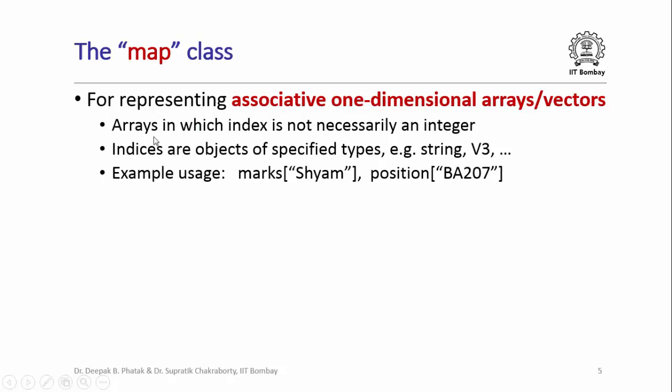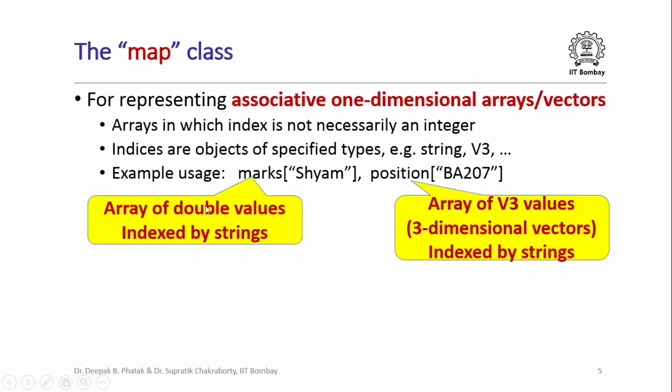These are basically arrays in which the index is not necessarily an integer, but it could be an object of a specified type. For example, I could use a string as an index into an associative array, or I could use a three-dimensional vector, which is an object of the class v3 that we have already studied, as an index into another associative array. So here, for example, I have shown two arrays.